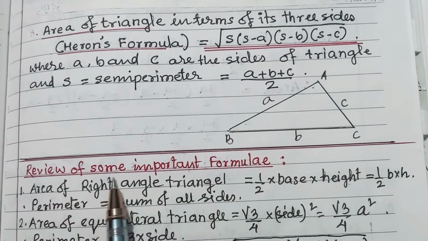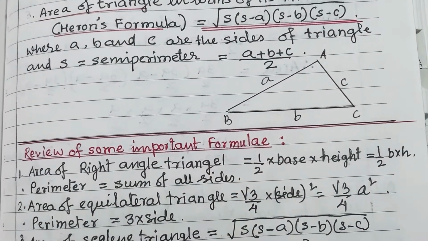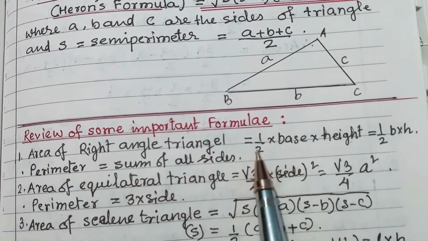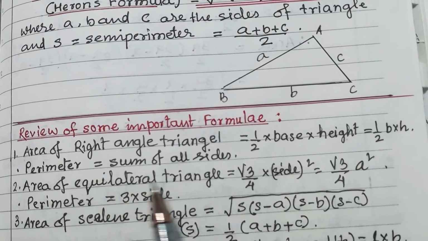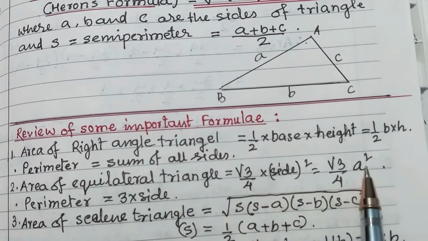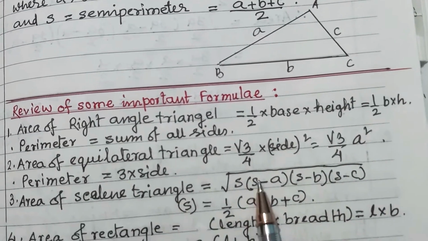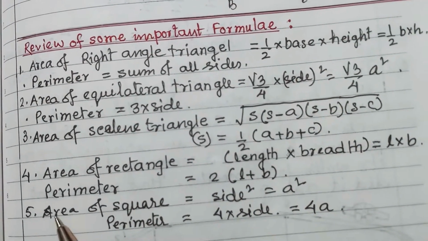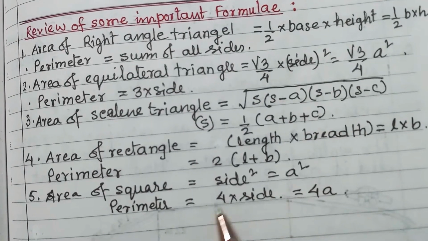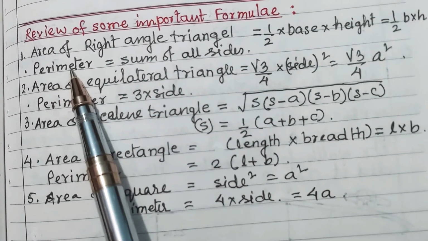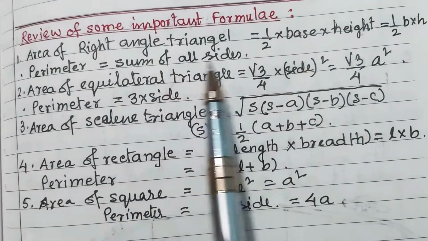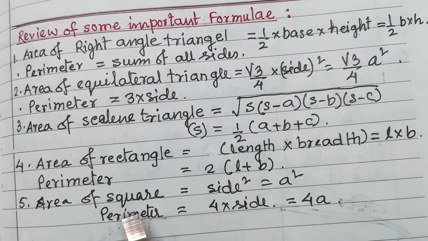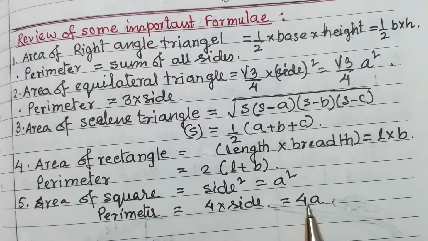Now, review of some important formulas. I have given here the area of a right angle triangle. It is a scalene triangle's area. Right angle triangle: half base into height. Area of equilateral triangle: root 3 upon 4 into side square. Area of scalene triangle, I have already given. Area of rectangle: length into breadth. Area of square is a square, means side square. And perimeter of triangle, we know, is the sum of three sides. Perimeter of rectangle is 2 into length plus breadth. Perimeter of the square is 4 into side.